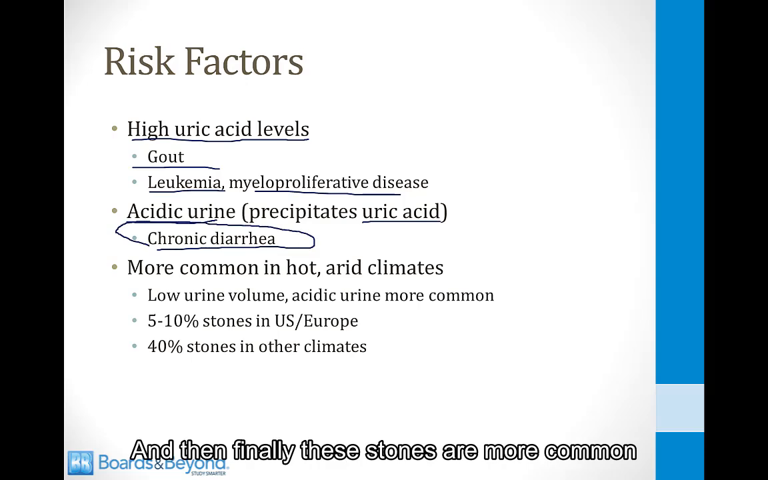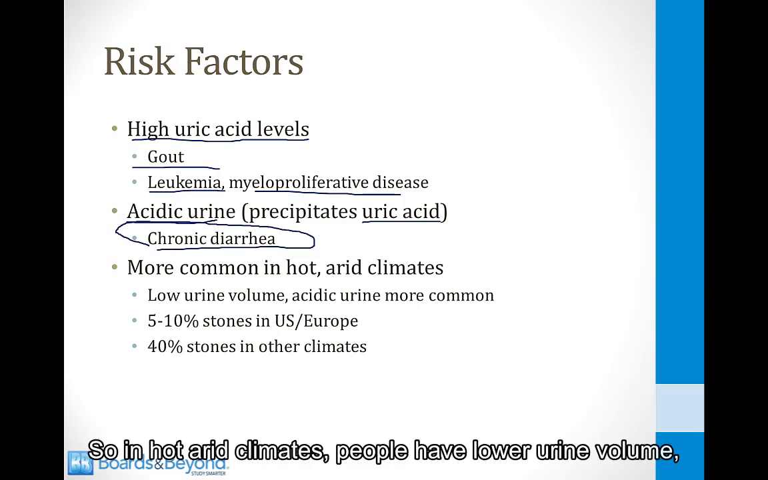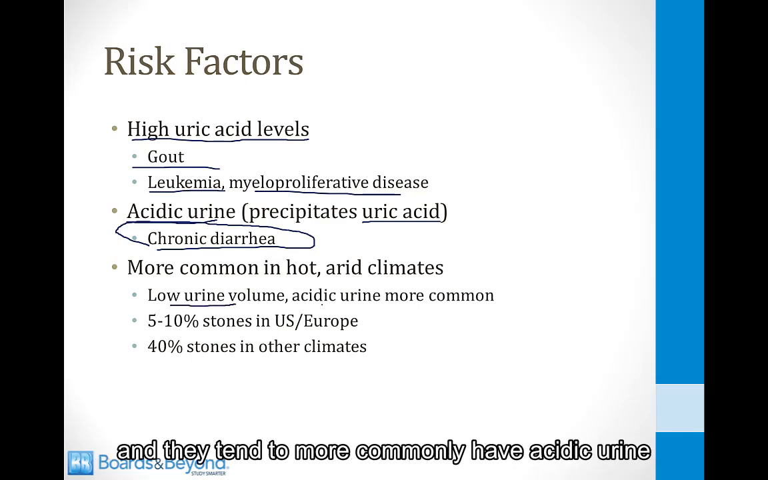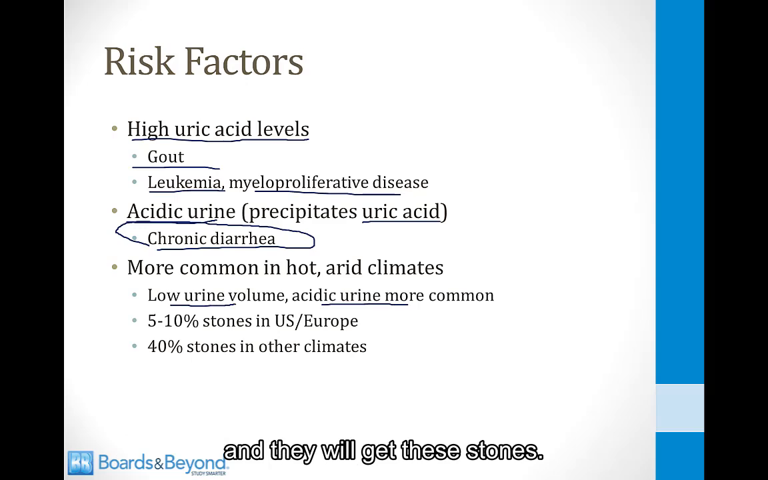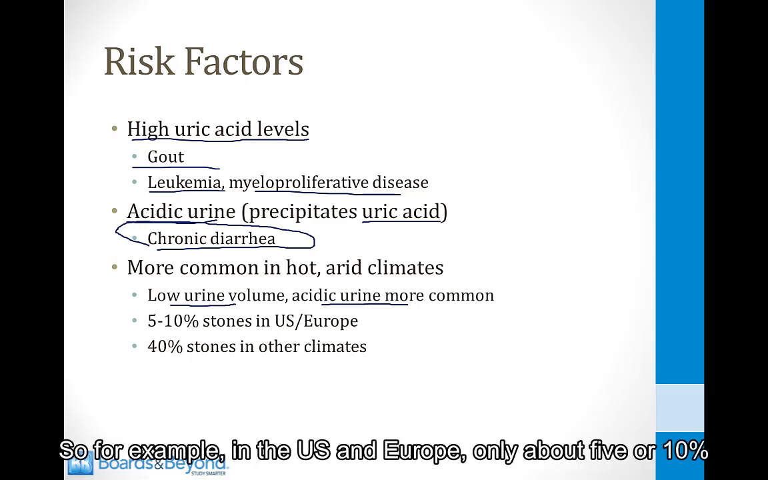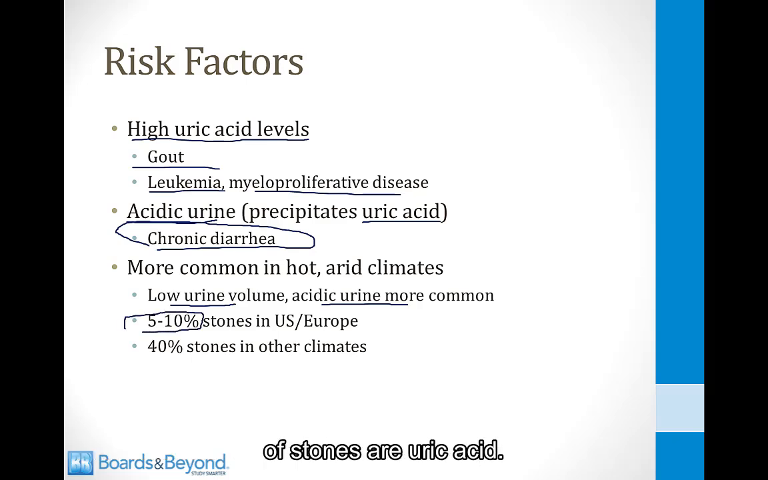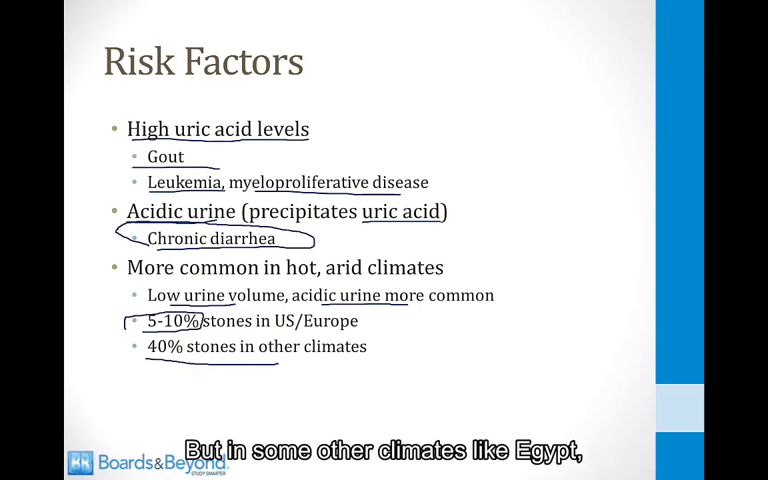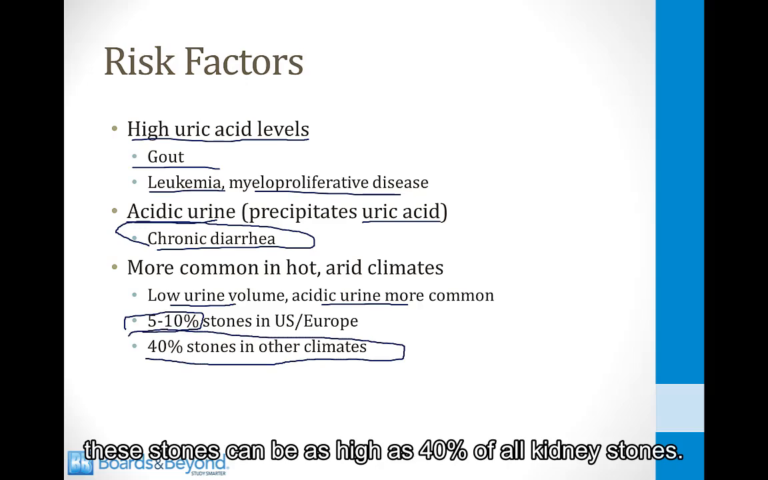And then finally, these stones are more common in certain climates. So in hot, arid climates, people have lower urine volume, and they tend to more commonly have acidic urine, and they will get these stones. So for example, in the US and Europe, only about 5 or 10% of stones are uric acid, but in some other climates like Egypt, these stones can be as high as 40% of all kidney stones.